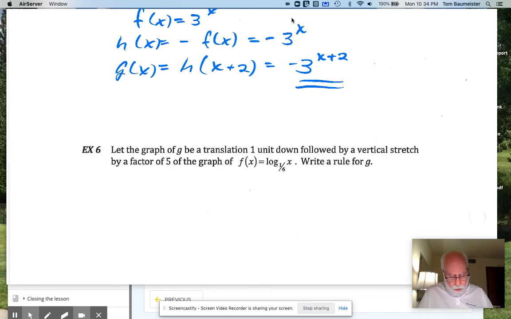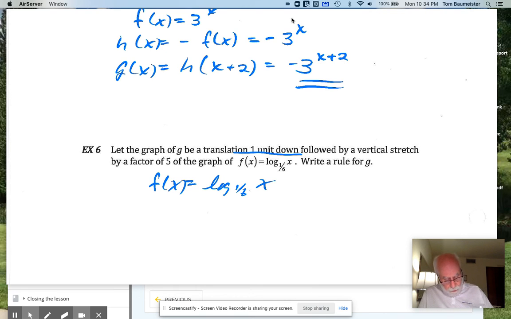Let the graph of g be a translation 1 unit down, followed by a vertical stretch by a factor of 5 of the graph of f of x is equal to log base 1/6 of x. Write a rule for g. So again, you have to go in the order that they're asking you to do it. So they're saying do this 1 unit down. So if I take that, remember my f of x is equal to log to the base 1/6 of x. First thing it's asking us to do is go 1 unit down.